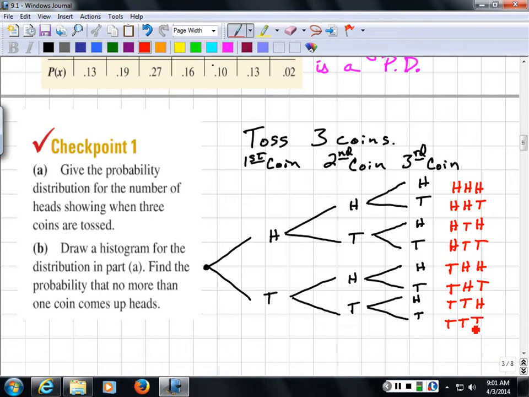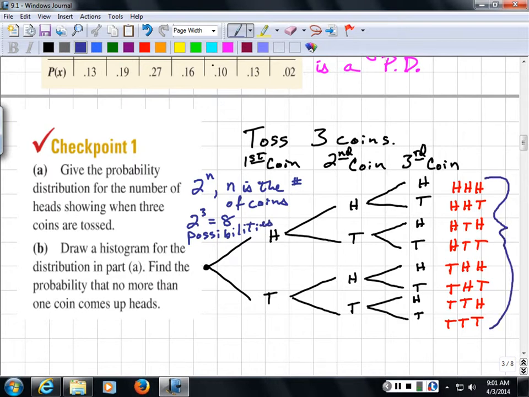Now, I could have been able to figure out before I did this how many different variations there's going to be, because I take the fact that there's 3 coins and we use this formula, 2 to the n, where n is the number of coins. That would be 2 to the third, which is 8 combinations, or I should say 8 possibilities. And do I have 8 possibilities listed there? Yes, I do.